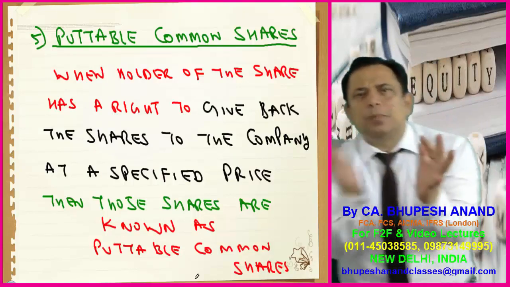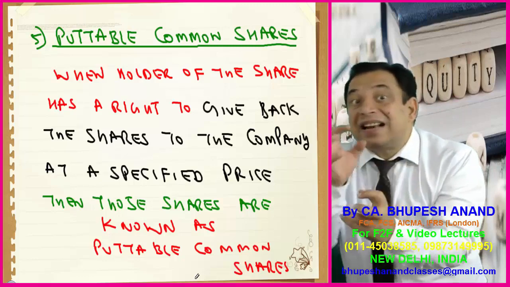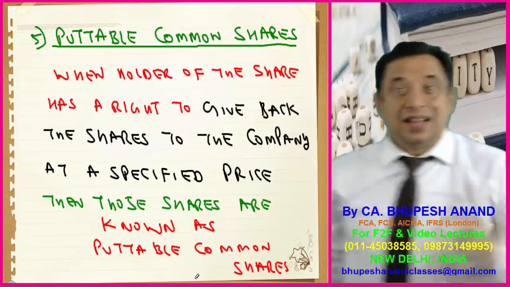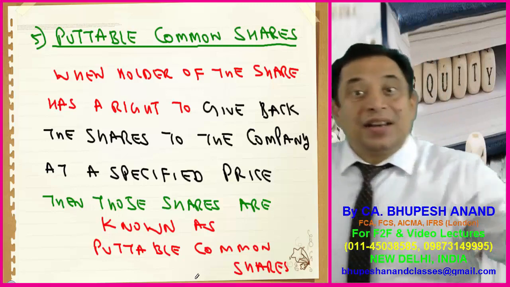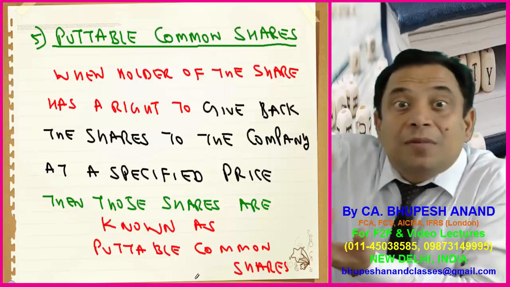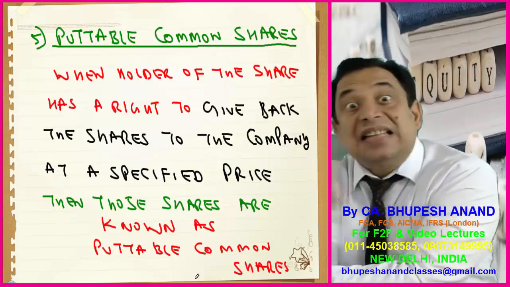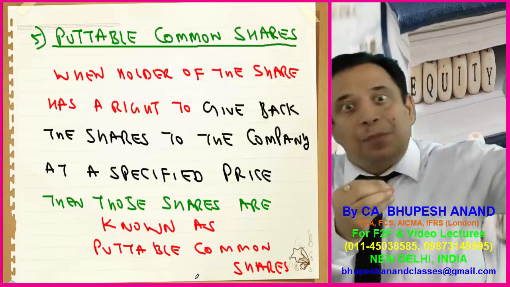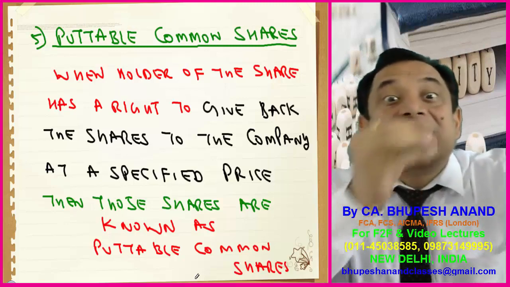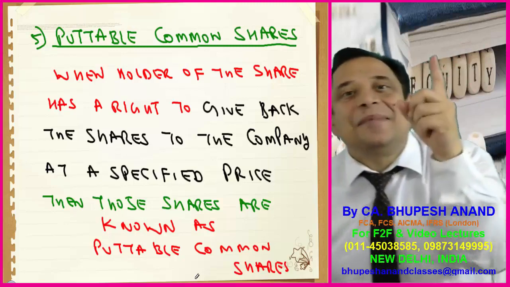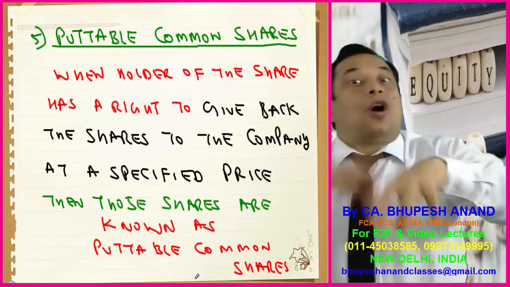It is opposite to callable. When I say put, it means I can sell. It means this right is with the shareholders. In case of callable common stock, the right is with the company. Now in case of puttable common stock, the right is with the investors, with the shareholders, that they can sell these shares to the company at a specified price after a particular specified time interval. That is named as puttable common stock. You're getting the point? So it is opposite to callable.